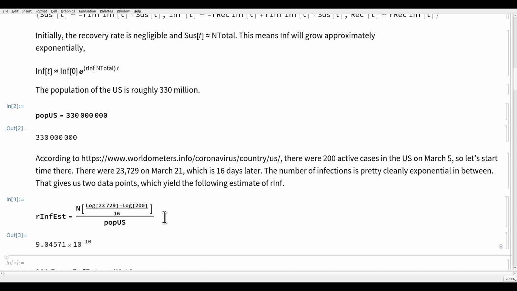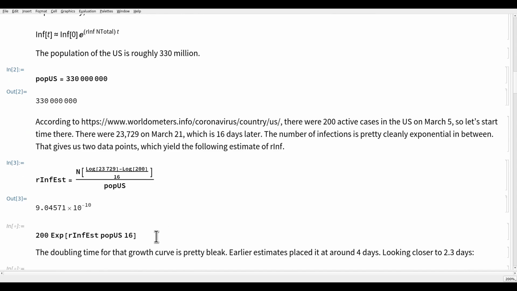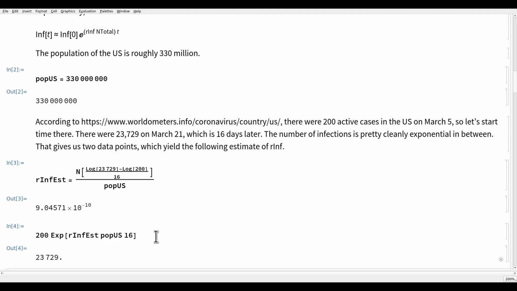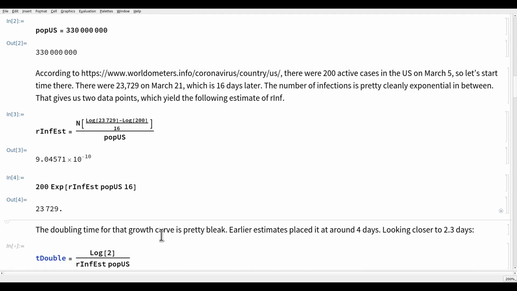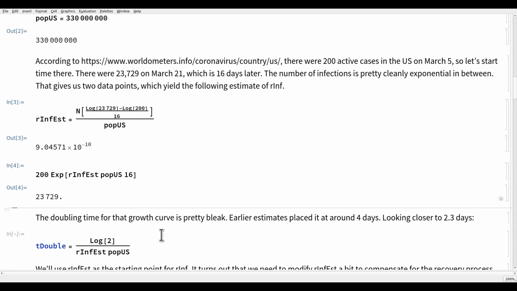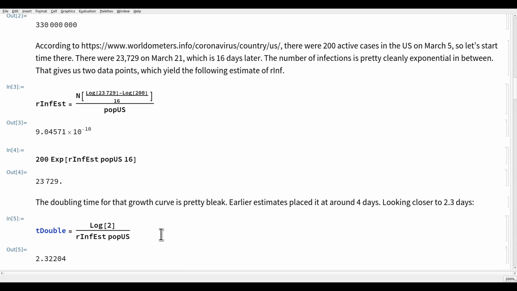That number by itself is kind of hard to interpret. Let me just show you a few things here. So for one thing, this confirms that on day 16, according to this simple exponential model, there are 23,729. Now, exponential growth has a property called doubling time. Earlier estimates for the doubling time of COVID-19 were that it doubles every 4 days. Let me show you what happens if I run the calculation with these numbers.